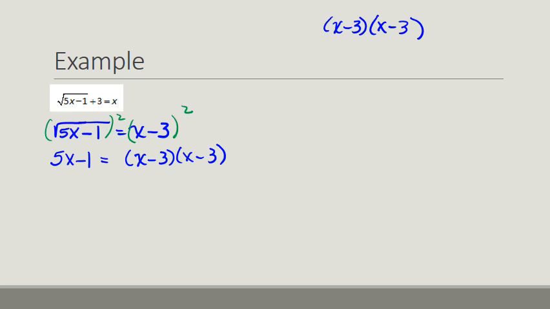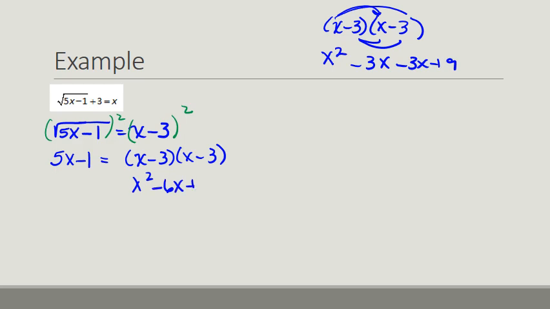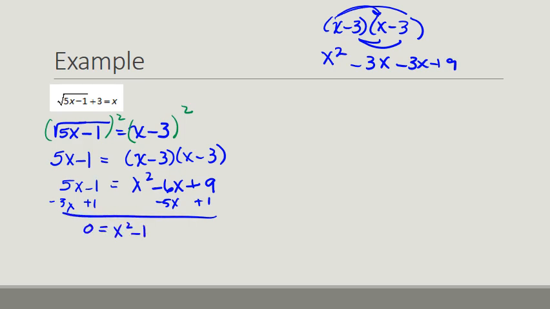And you're going to multiply these binomials however you multiply them. So if I distribute, I get x squared minus 3x minus 3x, and then plus 9, or x squared minus 6x plus 9. And then I get 5x minus 1. So I'm going to add 1 to both sides and subtract 5x from both sides. And that's going to give me 0 equals x squared minus 11x plus 10.